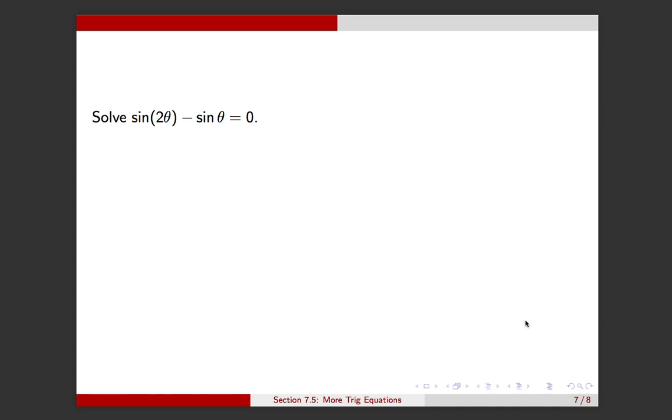Okay, so finally, let's solve this. Sine of 2 theta minus sine theta equals 0.